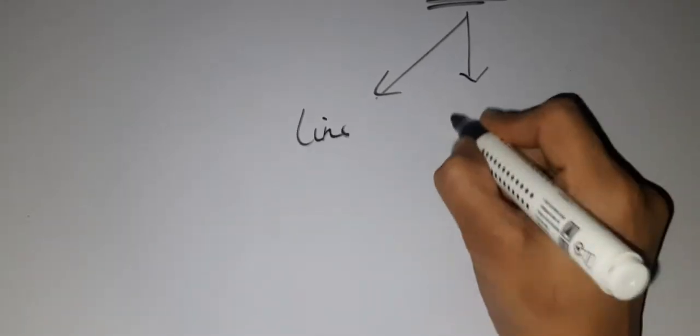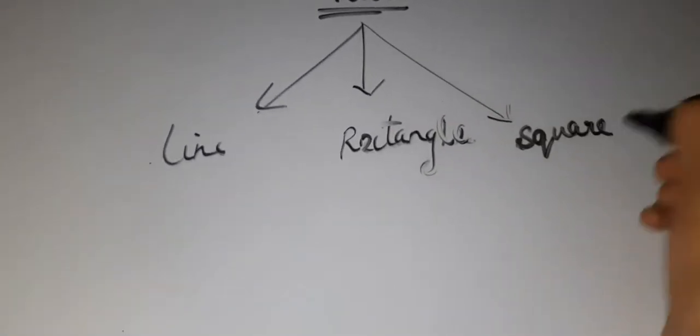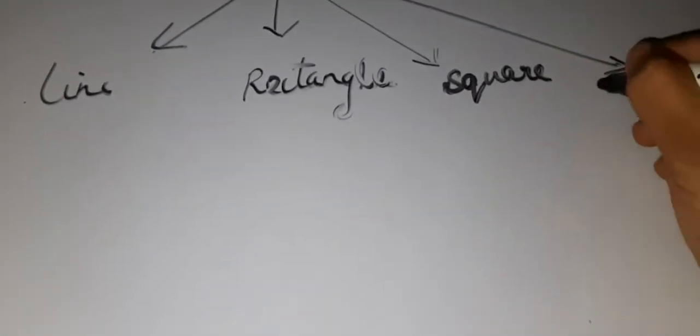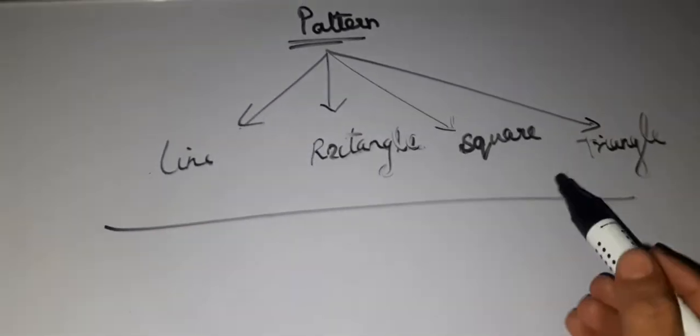The next topic in whole numbers is patterns. The whole numbers can be represented using patterns. The shapes that are used in patterns are line, rectangle, square, and triangle. These are the four shapes which are used in patterns, and we are going to represent the numbers using these kinds of shapes.